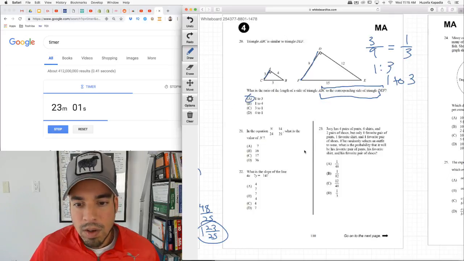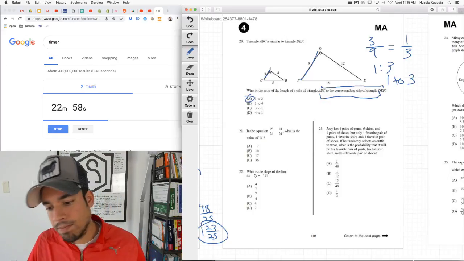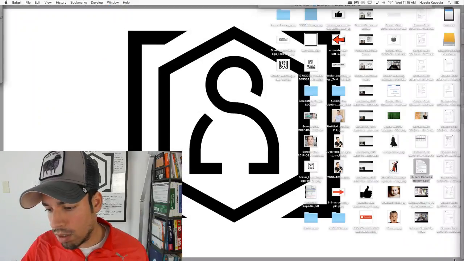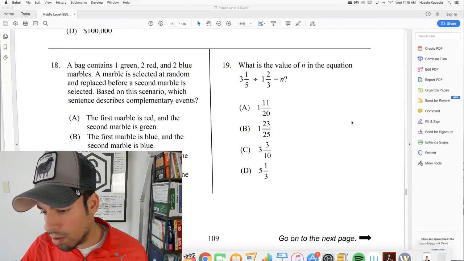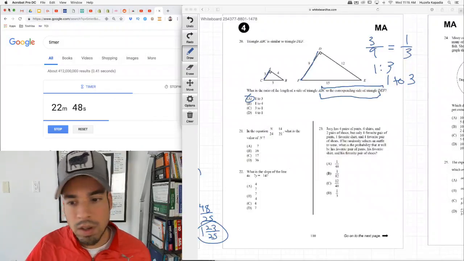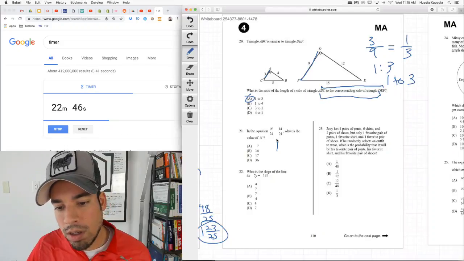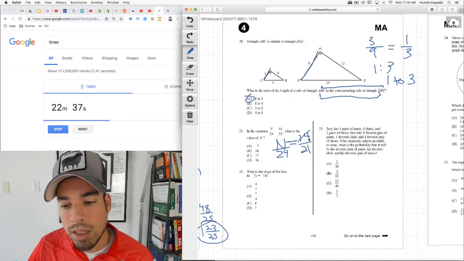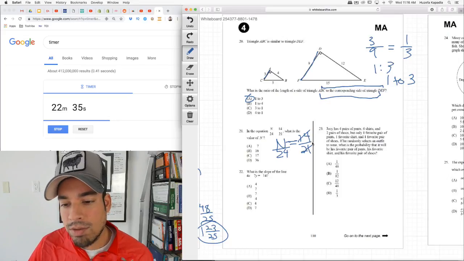In the equation, okay, that's written incorrect. Again, I can't read it, so let's look up here. In the equation, n over 24 equals 14 over 21. Look, we can cross multiply. Before I do, to make life easier, I'm going to simplify this fraction. It's divisible by 7, so it becomes 2 over 3.